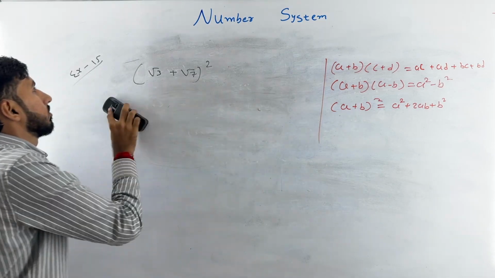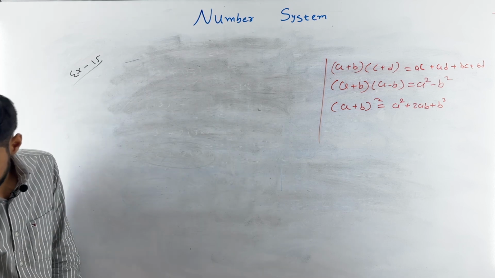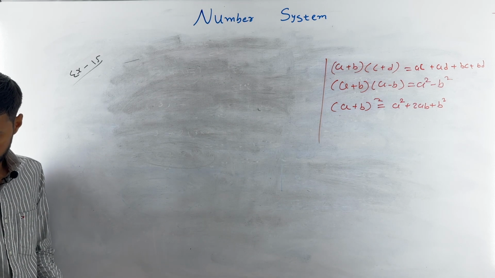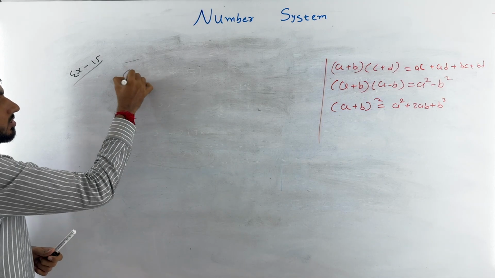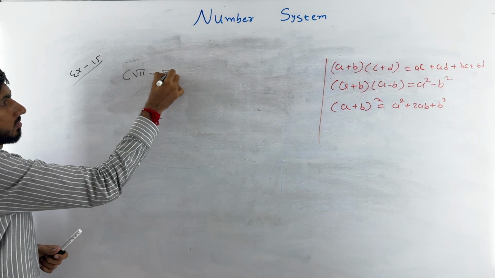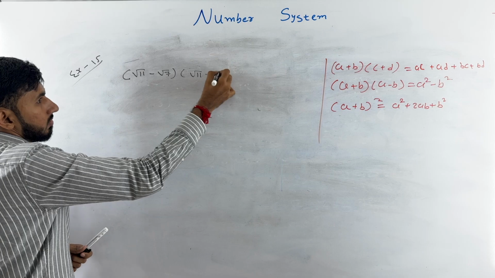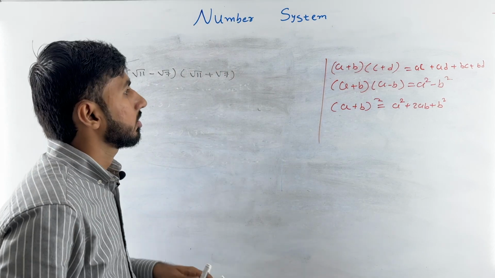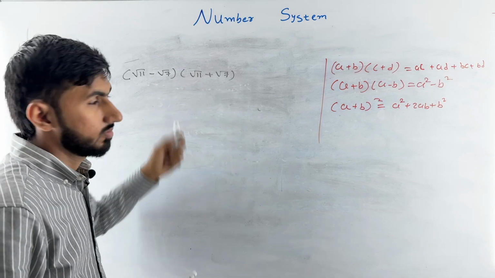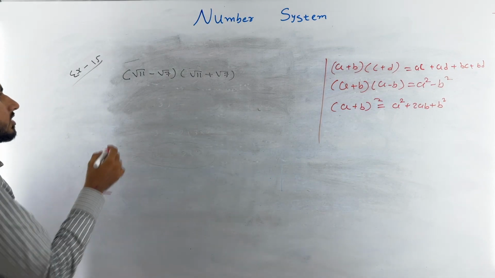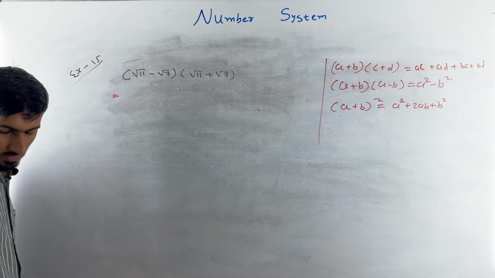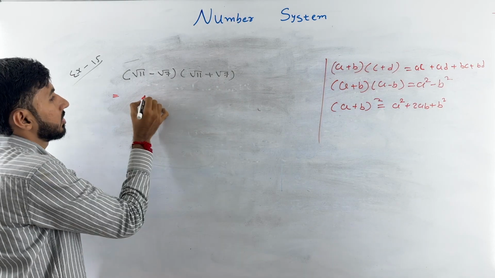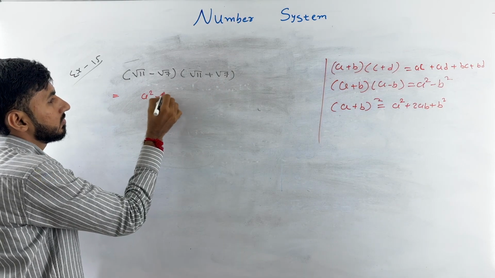Now we'll move on to the fourth question, that is root 11 minus root 7 times root 11 plus root 7. This is the same question like a plus b and a minus b, right? Multiplication of a plus b and a minus b. So what is the answer of a plus b multiply a minus b? Answer is simply a square minus b square.